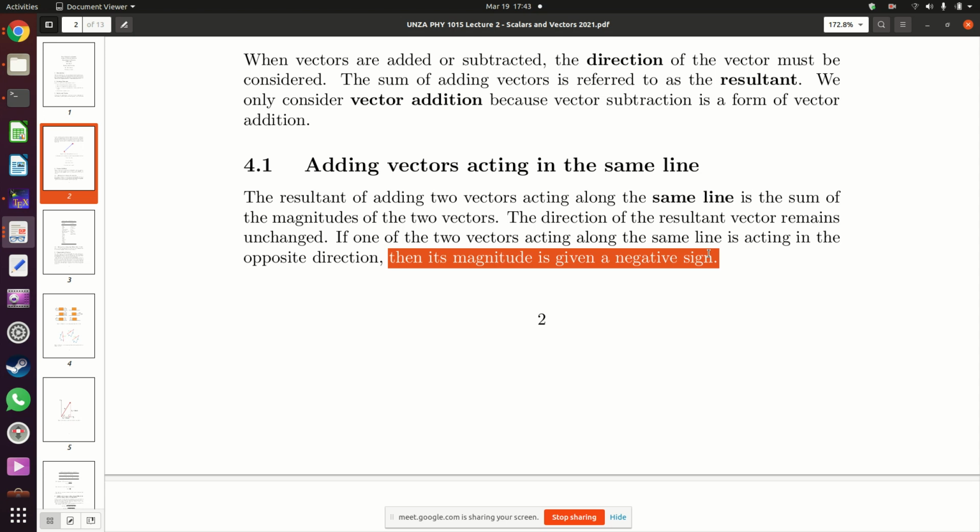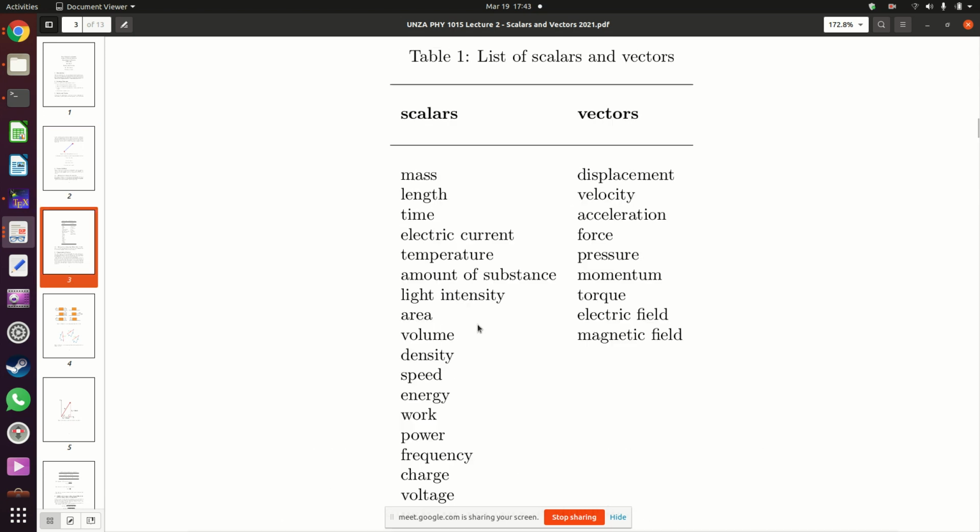As we are studying vectors, you will have to choose which direction is going to be the positive x-axis, which direction is going to be the negative x-axis, which one is going to be your negative y-axis or positive y-axis. If you have chosen that, then something pointing in the opposite direction, we give it a negative sign. And here you have a table which shows more examples of vectors and scalars.